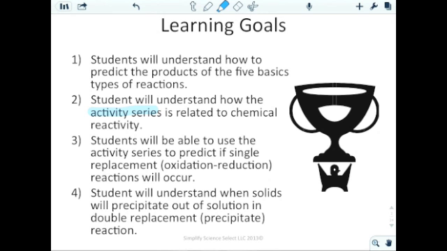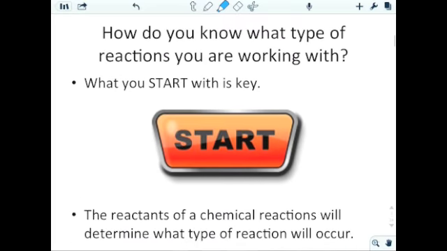And lastly, students will understand when solids will precipitate out of solution in a double replacement reaction, or a precipitate reaction. What we're trying to figure out here is, well, does it produce that precipitate? Does it produce that solid? And how can we know if it's going to do that in advance? So let's dive right in.